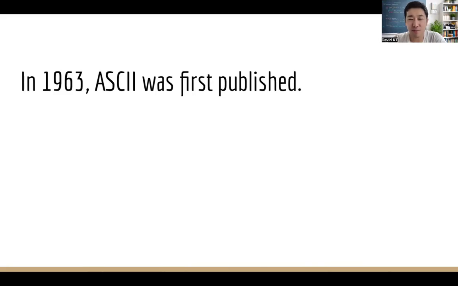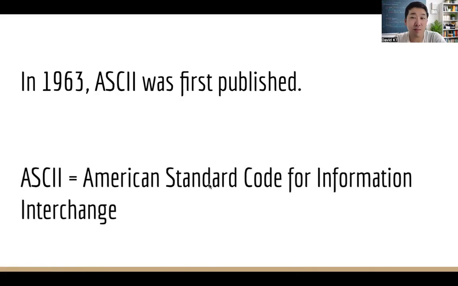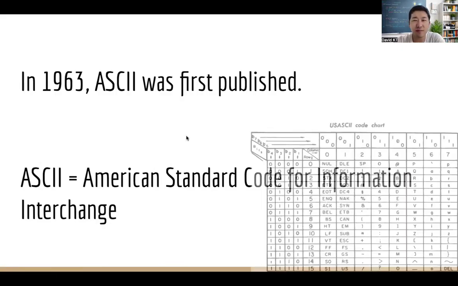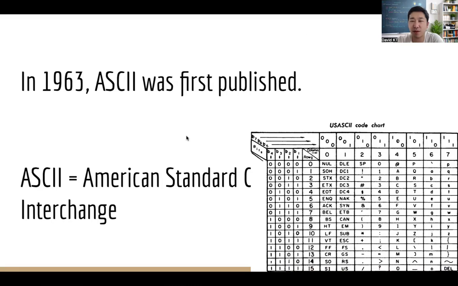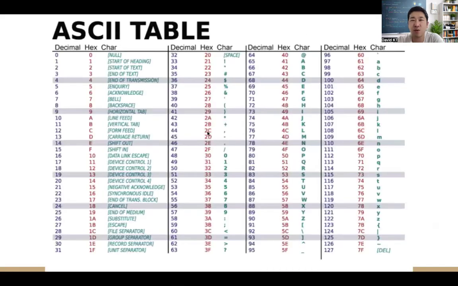In 1963, ASCII was first published. It's pronounced ASCII. So please memorize this: ASCII stands for American Standard Code for Information Interchange. So here's what the original ASCII table looks like, and here's what the ASCII table looks like right now. You do not have to memorize it. In my class, you're allowed to print it out and bring it with you on tests.